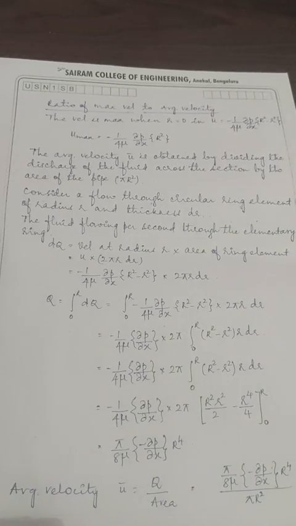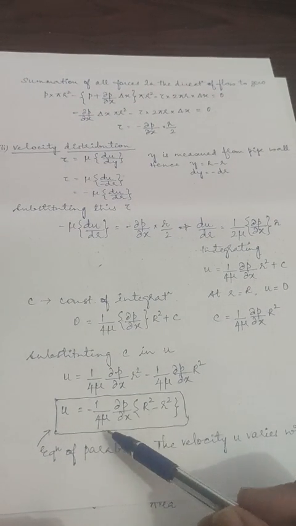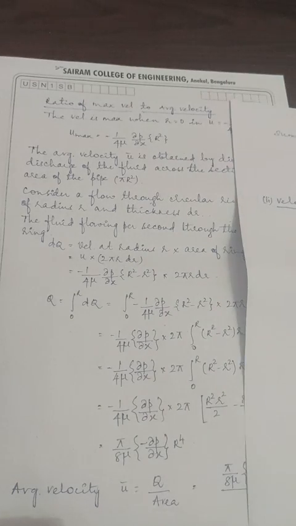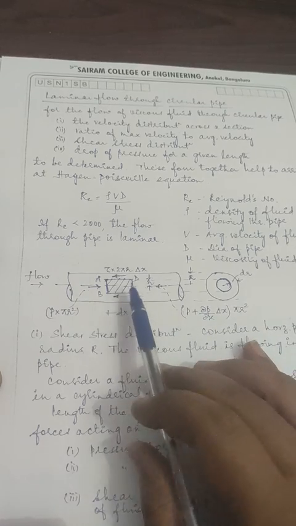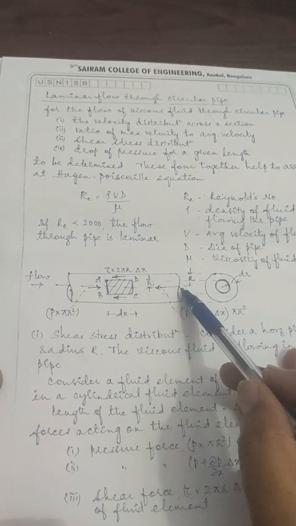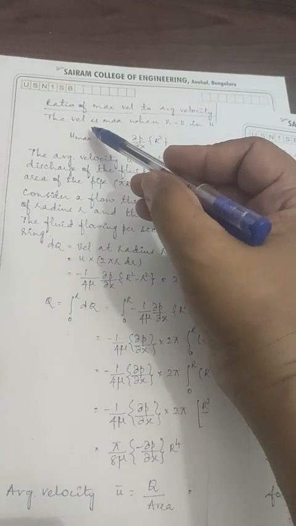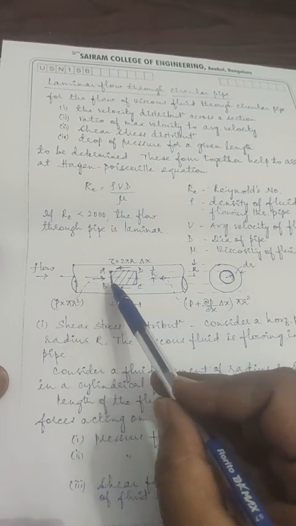Now, taking the ratio of maximum velocity to average velocity. We have the velocity equation here, that is minus 1 by 4 mu of del P by del X into capital R square minus small r square. Here the velocity is maximum when small r is equal to 0. In the pipe having radius capital R, when we take exactly the neutral axis of the pipe, that is exactly at the center of the pipe, the flow is taking place at a maximum velocity. That's why we say that the velocity is maximum when small r is equal to 0, exactly at the neutral axis of the pipe.